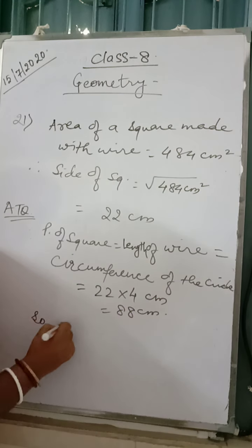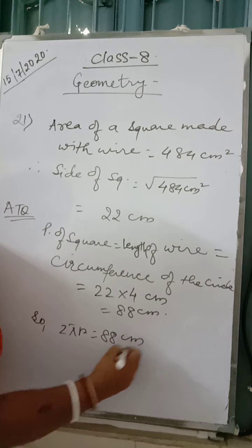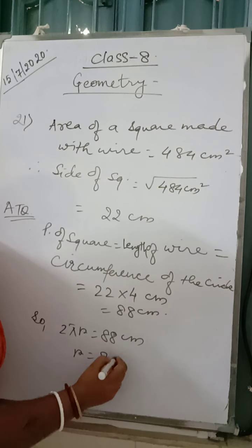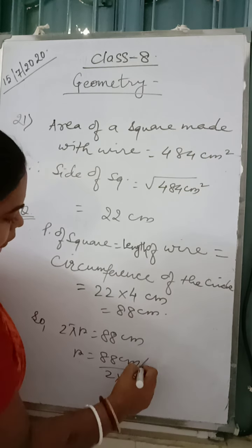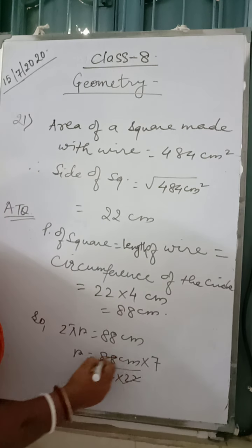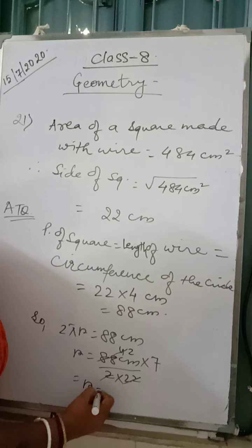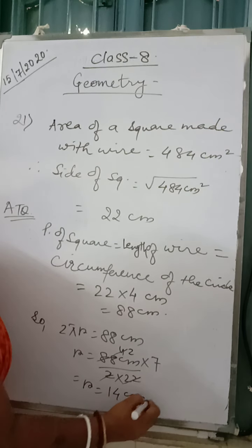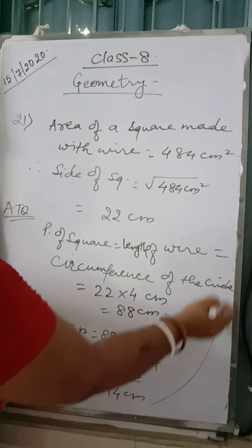So 2 pi r is equal to 88 centimeter. We can write r is equal to 88 centimeter divided by 2 into 22 by 7, which is 4 into 7. 22 4s are 88, 2 2s are 4. So r is equal to 14 centimeter. Once we have the radius, we can find the area of the circle, is it? So we'll just find it, the area of the circle.